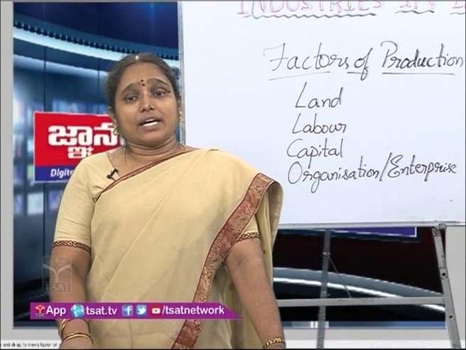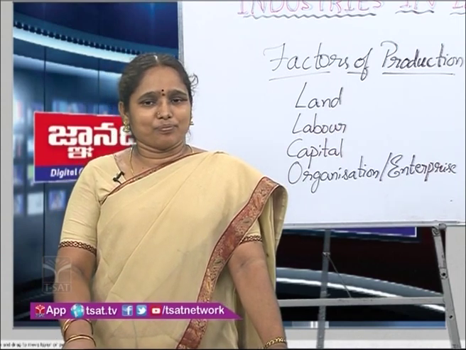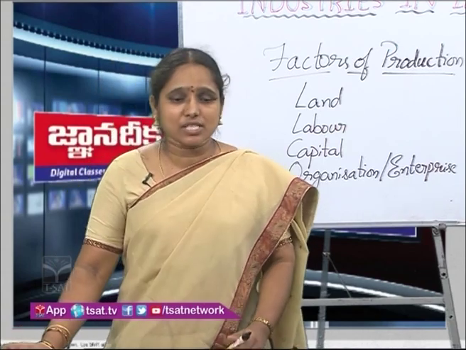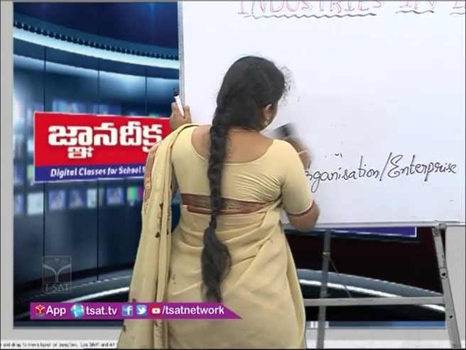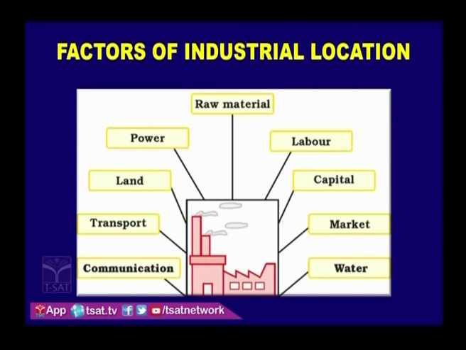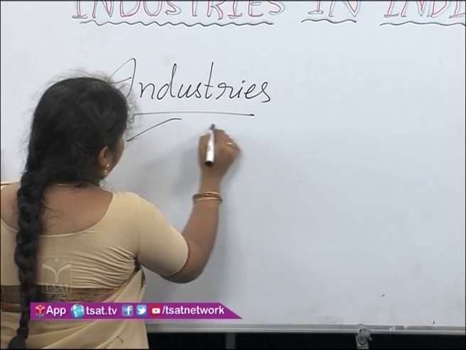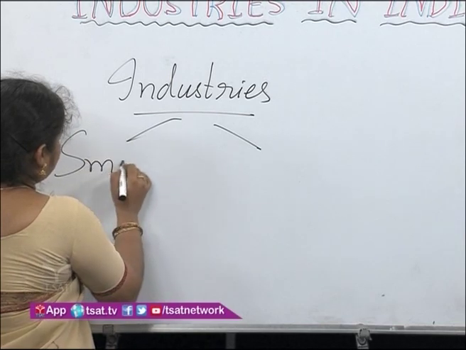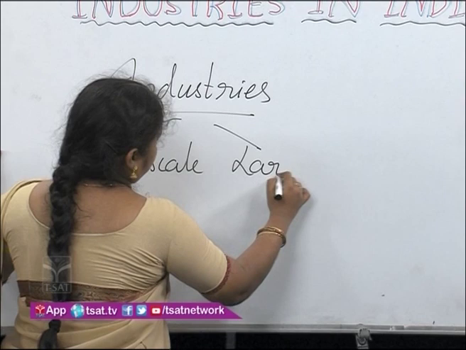So are there any categories of industries, or they are all one and same? There are categories of industries based on 3 important issues. They are size, ownership, and raw material. Let's see first classification based on size. So industries based on size can be classified into small scale industries and large scale industries.